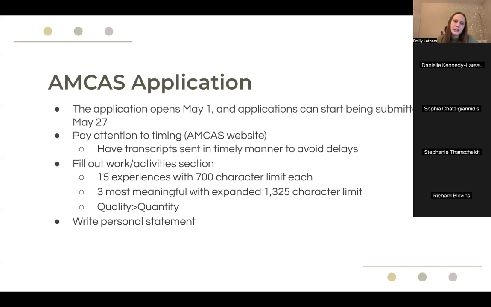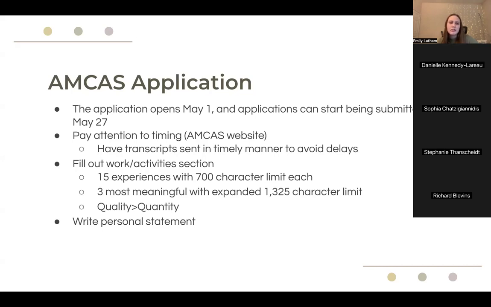So the AMCAS application. For this cycle, it opens on May 1st, and that's when you can go in and start filling things out. Applications can start being submitted May 27th of this year. So pay attention to timing. You can look at the website and have your transcripts sent in a timely manner to avoid delays. There is quite a bit to fill out on that site, so you just have to put in the time and make sure that you're staying on schedule.